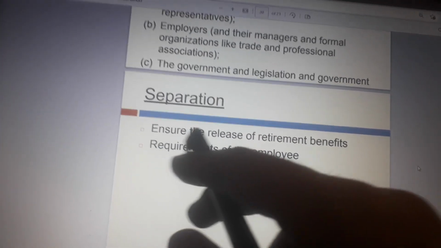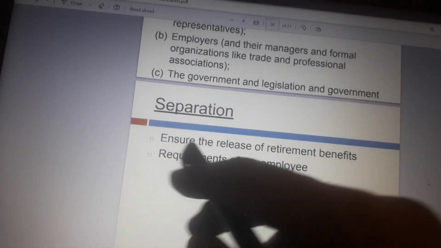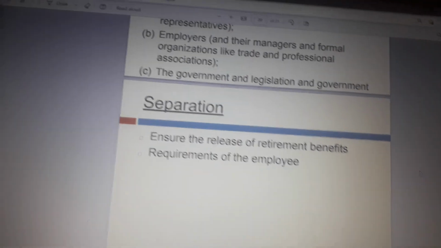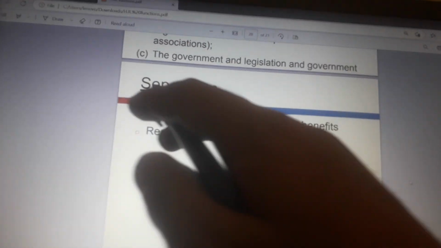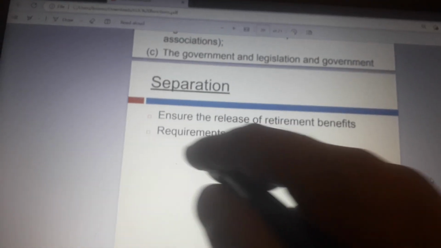Separation. Ensure the release of retirement benefits requirements of the employee.